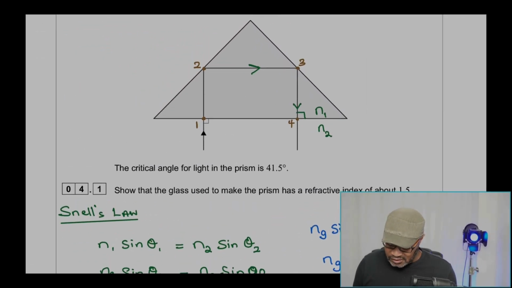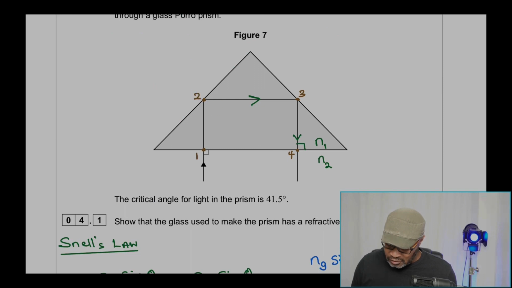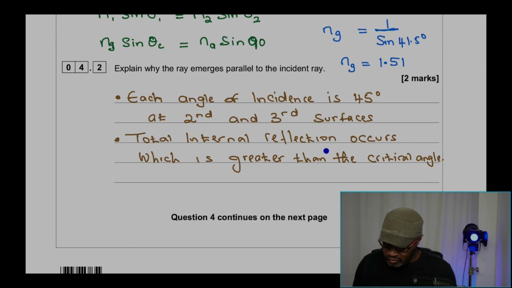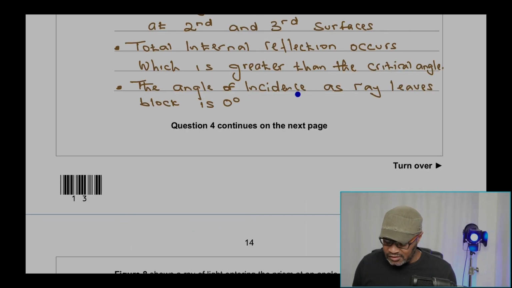You can see this incident ray here, and that's the emergent ray. It is parallel because the angle of incidence is 45 degrees at the second and third surface. Draw the normal here, that's 45. If you draw the normal there, that's 45. Total internal reflection occurs, because 45 is greater than the critical angle. This angle is 45, bigger than 41.5, so total internal reflection occurs. The angle of incidence as the ray leaves the block is 0 degrees.